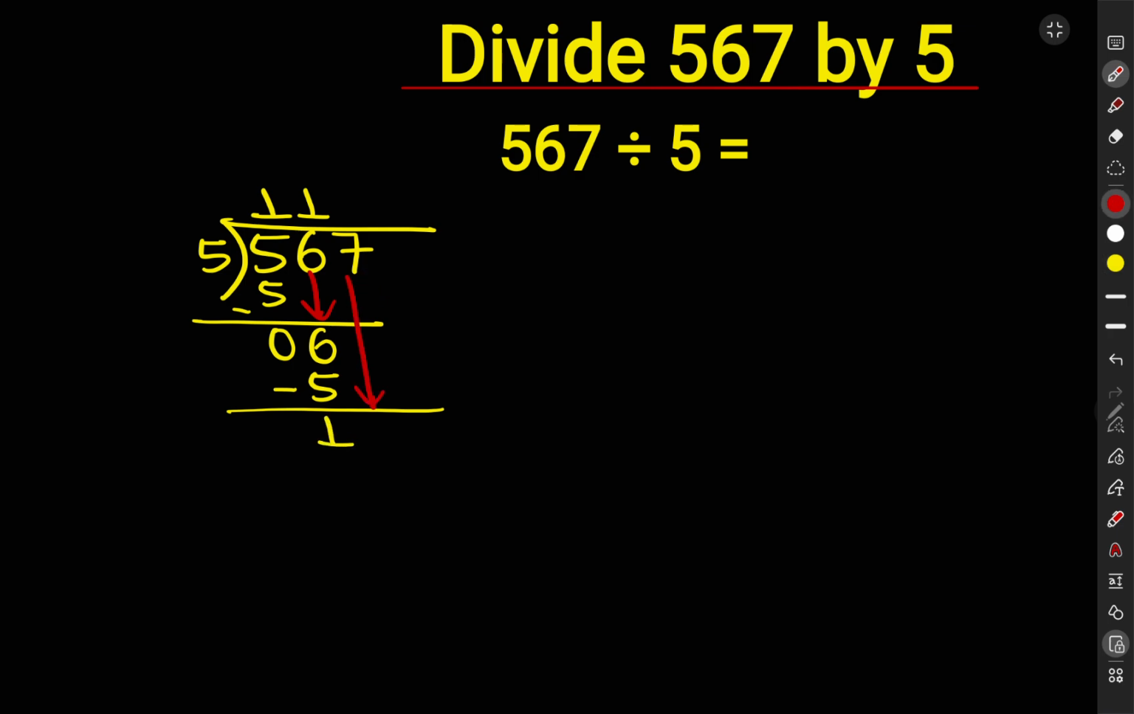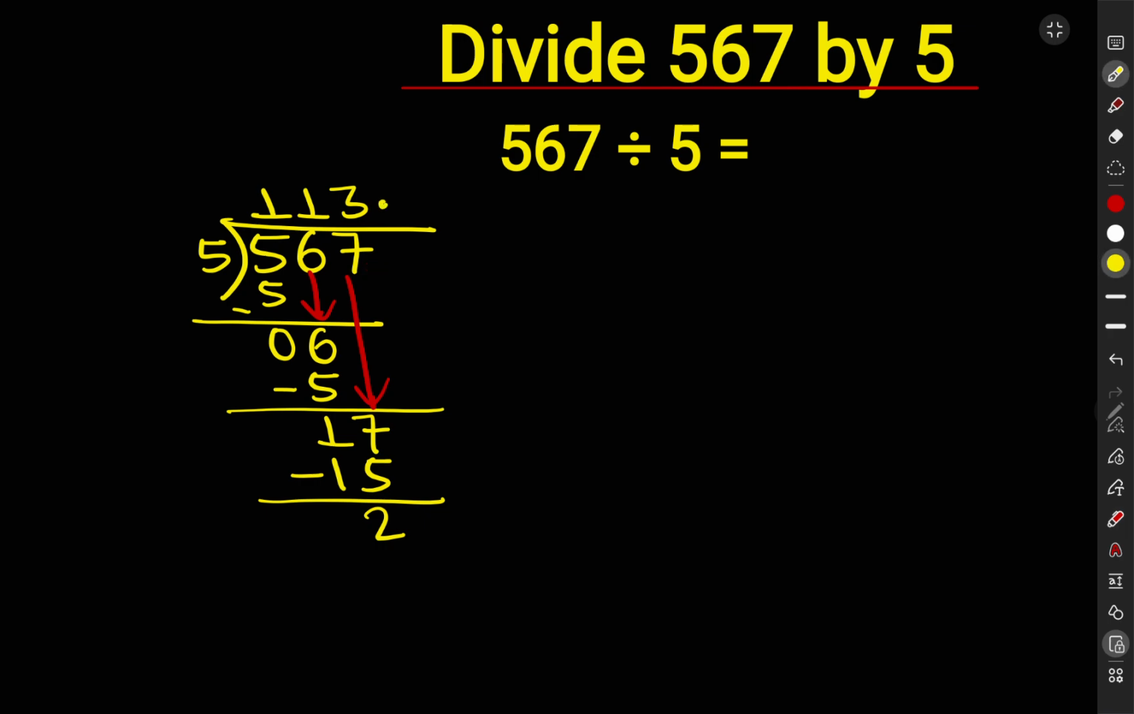So again we put down this 7 and it is 17. 5 times 3 is 15. On subtracting, we get 2. So now we have no other number to put down.